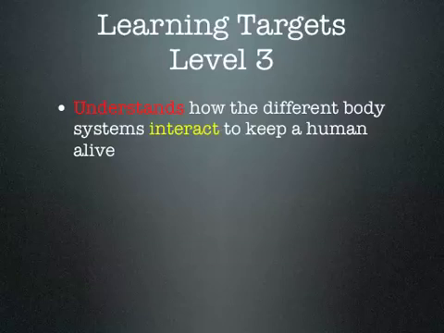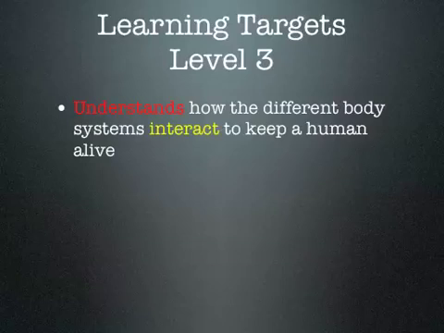Notice that the word understands is in red. That means that I expect you to explain or describe how the different body systems interact. So if you understand something, you have a deeper knowledge than if you know something, and you're able to do something with that information, like explain it or describe it. Notice the word interact is in yellow. I'm going to define the word interact as working together.